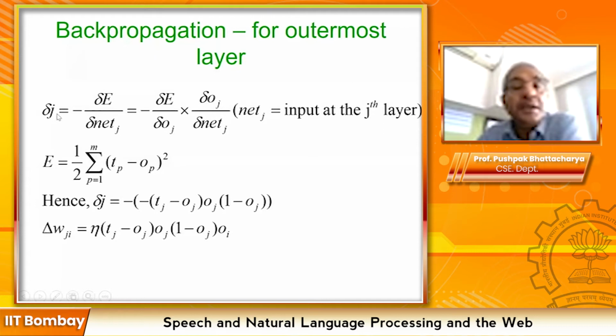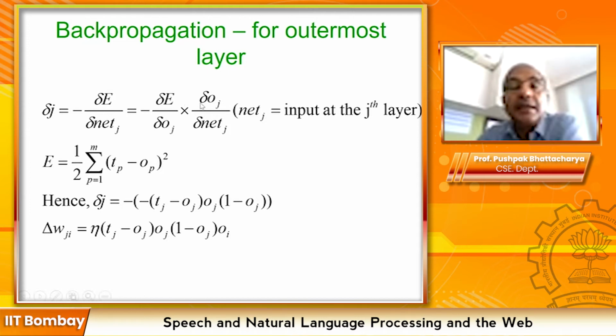So now we are interested in delta j. Delta j is minus delta E delta net j. We are doing mathematical derivation, and now we are not thinking about any problem or intuition. We are simply doing rigorous mathematical operations. So delta E delta net j is delta E delta Oj into delta Oj delta net j, again applying the chain rule.